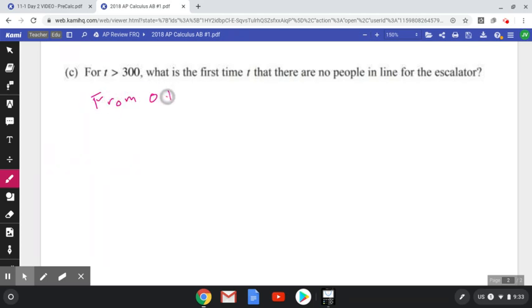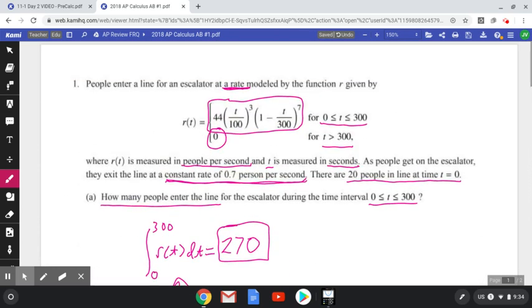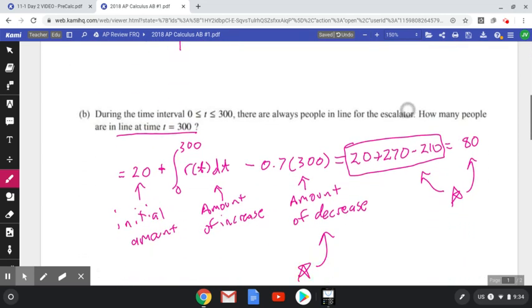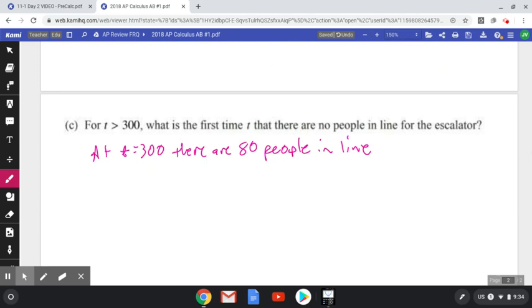From 0 to 300, or let's say at 300, which is from part B, by the way. So we could say at t is equal to 300, there are 80 people in line. I'm just writing this down so that you can see my thought process here. You don't have to write this part down, but you could if you wanted to. And if we look at the expression, go all the way back to the prompt here, we can see that r of t is 0 for any time greater than 300. So people are not entering the line at that point. Instead, the only thing that's happening is the amount of people is decreasing.